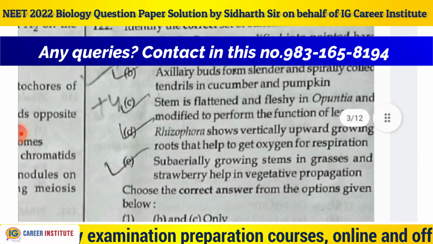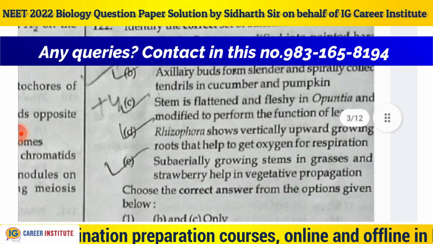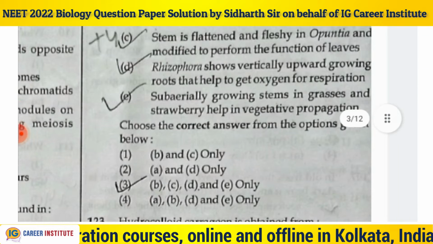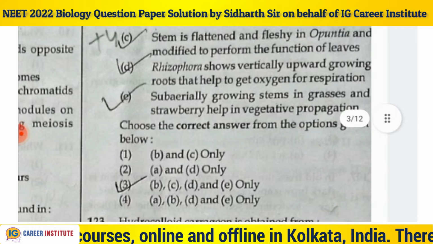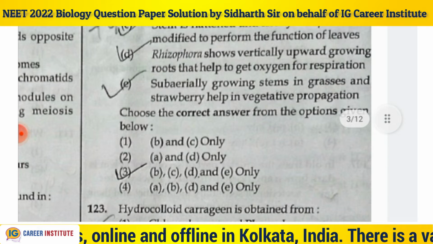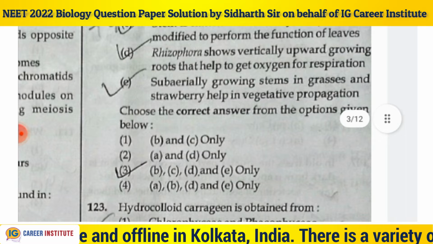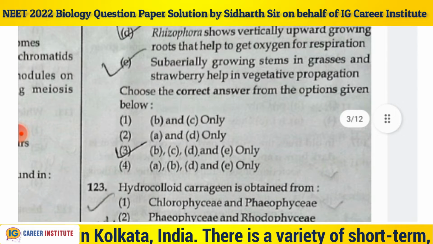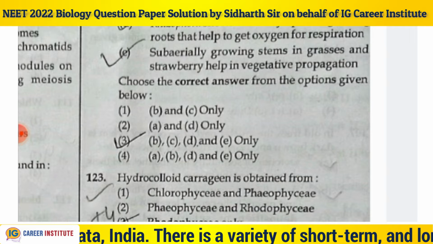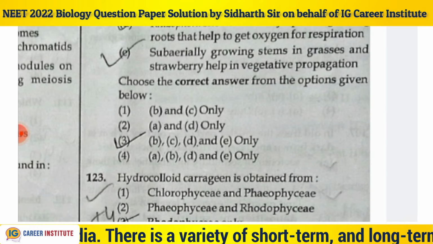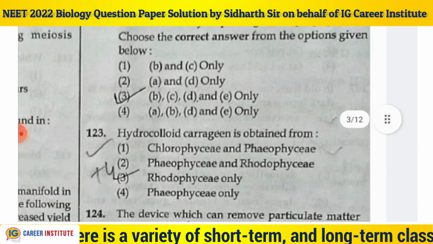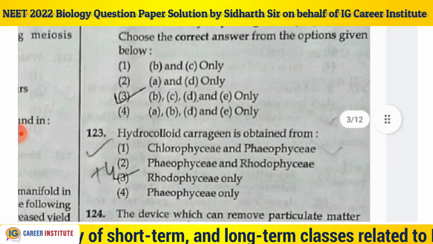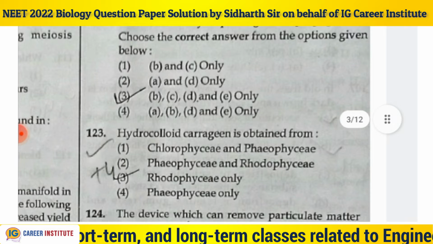Axillary buds form slender and spirally coiled tendrils in cucumber and pumpkin. NCERT line. Stem is flattened and fleshy in opuntia and modified to perform functions of leaves. NCERT line. Rhizophora shows vertically upward growing roots that help to get oxygen for respiration. NCERT line. Sub-aerially growing stems in grasses and strawberry help in vegetative propagation. NCERT line. So except A, from option B to E all are correct. So the right answer is option 3.